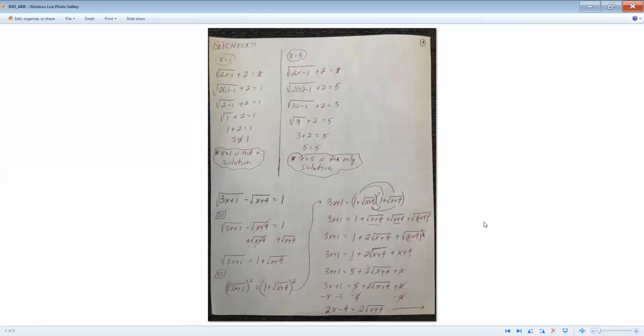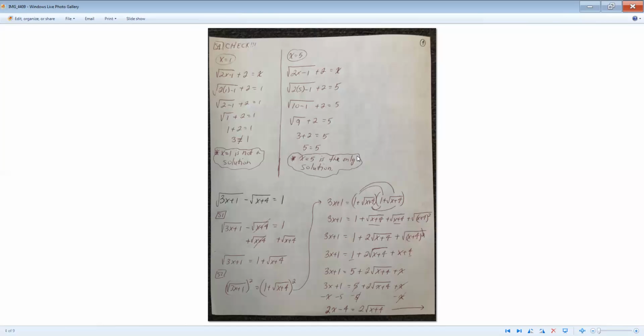So, like I mentioned before, we have to go back and check. When we plug positive 1 into our original equation, we will come down to a false statement of 3 equal to 1. So that means x equal to 1 is not a solution. If we plug in positive 5, it will simplify to 5 equal to 5, which is a true statement. So x equal to 5 is our only solution in this situation.